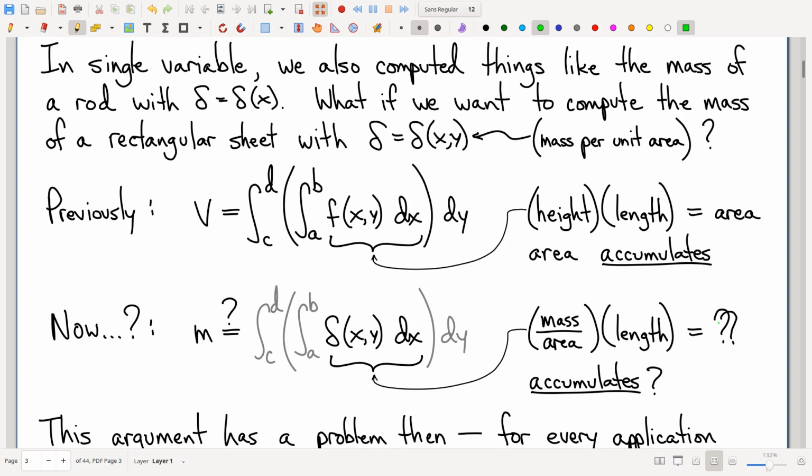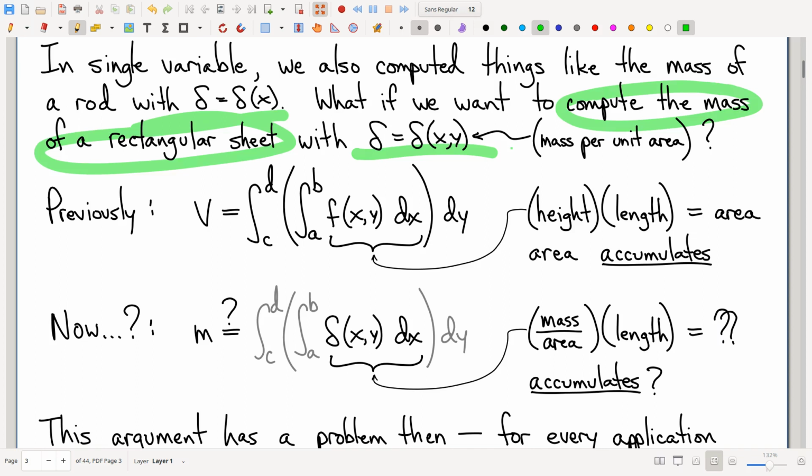If I try to take this idea of an iterated integral and use this to make a valid argument to compute mass distributed across a rectangular sheet where density, again, is given, just like in the single variable, mass distributed across an interval. This time mass is distributed across area, so density is mass per unit area. Seems reasonable.